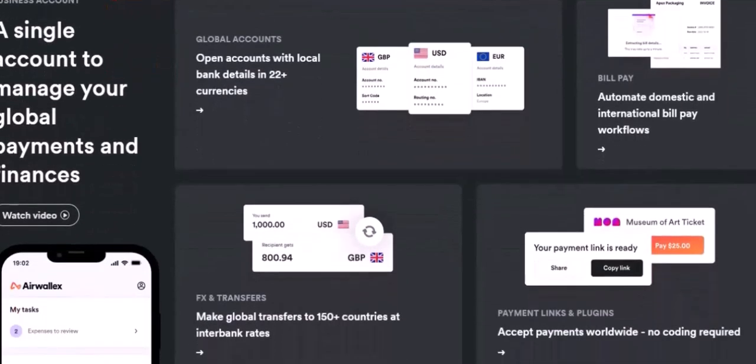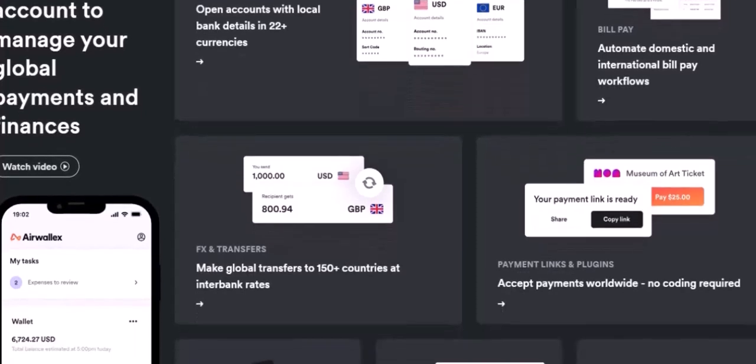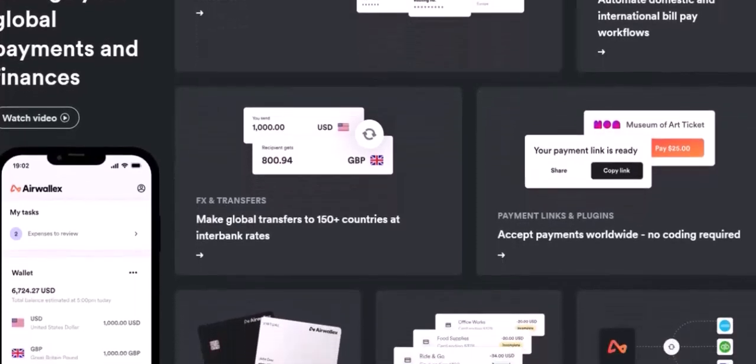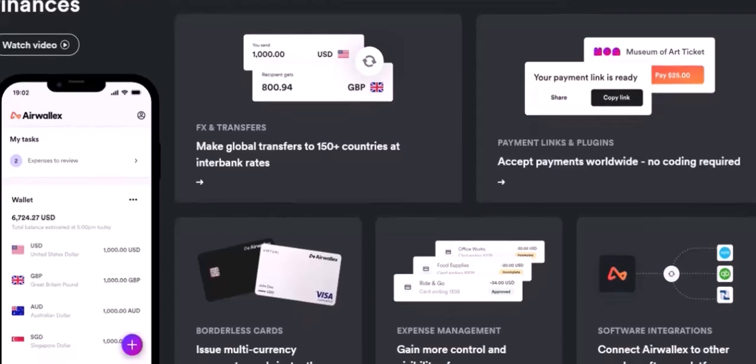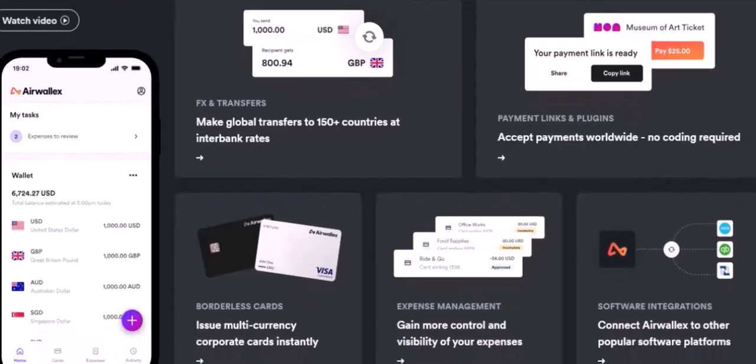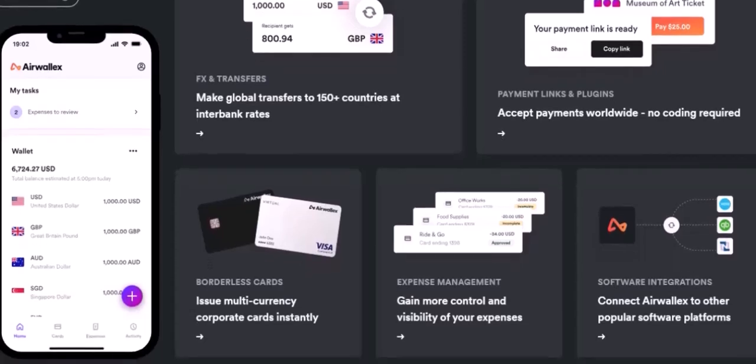Finally, be aware of any limits Airwallex might impose on withdrawals. These limits could be daily, weekly, or monthly, and they might vary depending on your account type and verification level. If you're planning a large transfer, it's wise to check if there are any withdrawal restrictions in place.